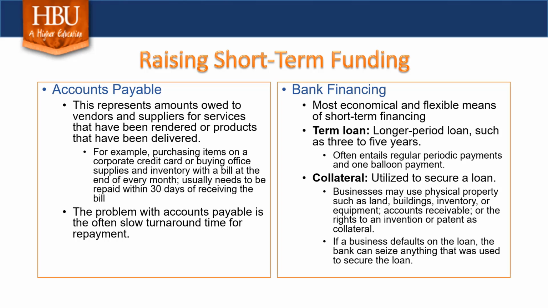They may consider using physical property, buildings, inventory, even accounts receivable. If a business defaults on a loan, though, the bank can seize whatever was used to secure the loan, whatever was the collateral, whether it was that physical property or the land or even the accounts receivable.